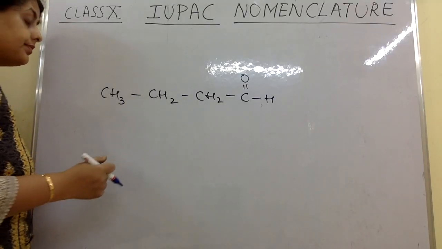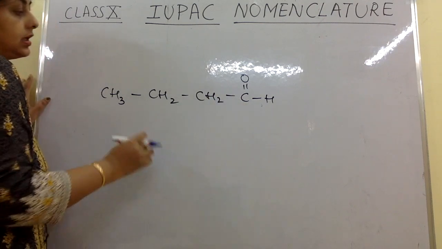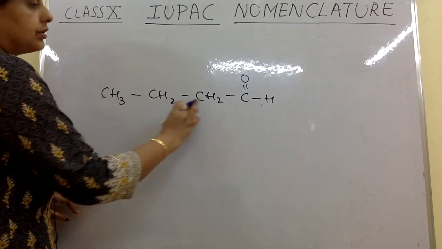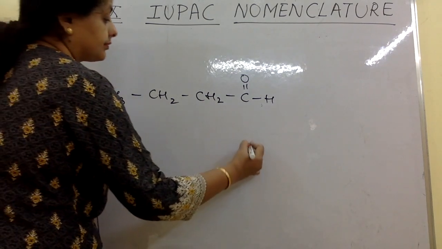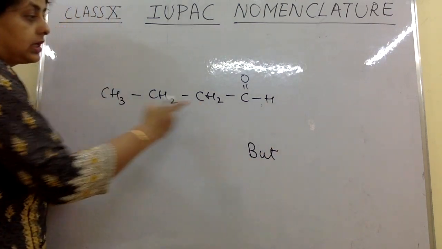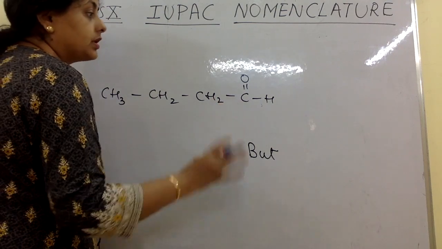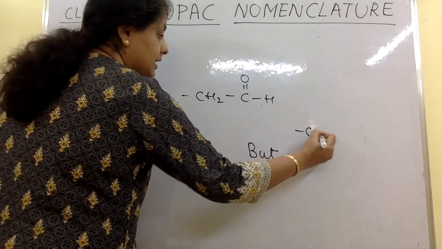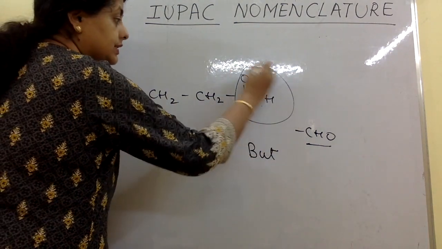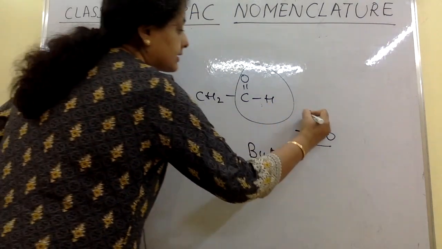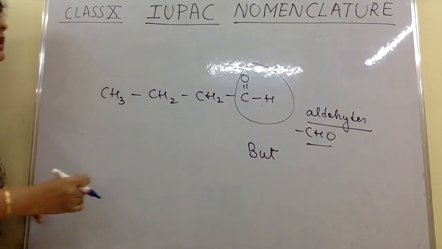Now this is our next question. This is something different we can see here. Now here 1, 2, 3 and 4, that makes it but, 4 carbons. Then here we have the functional group. What is the functional group? The functional group is actually this CHO, which is written like this. So you will have to recognize this functional group. This is for aldehydes, the homologous series of aldehydes.